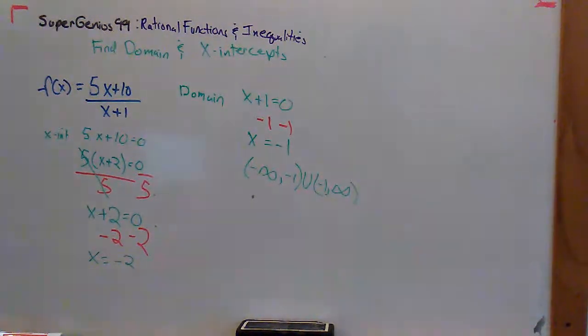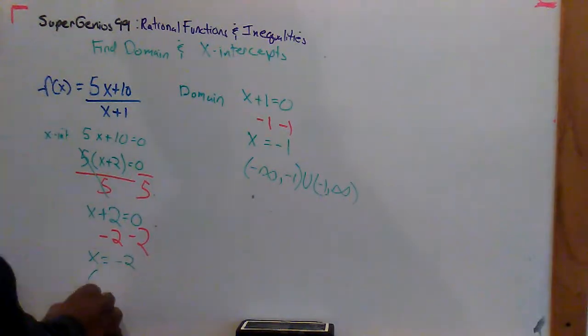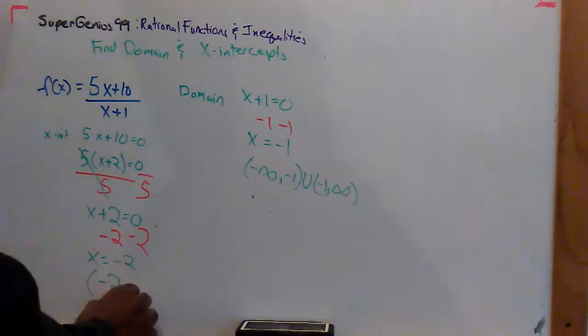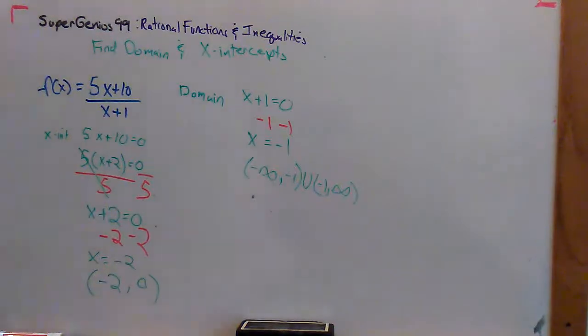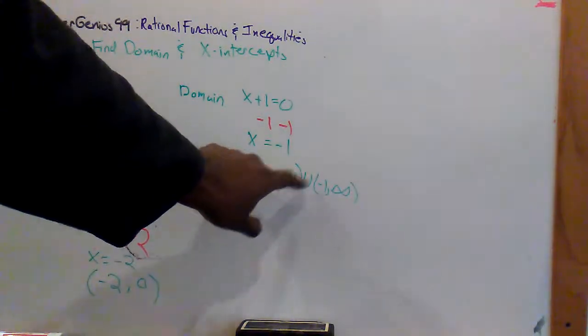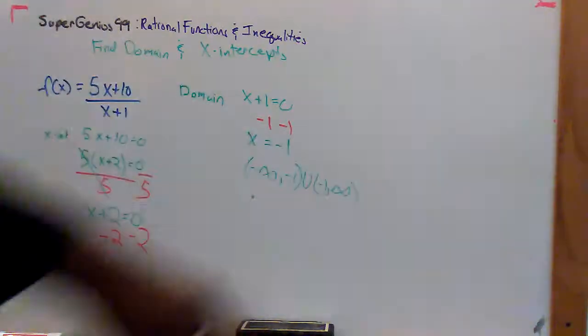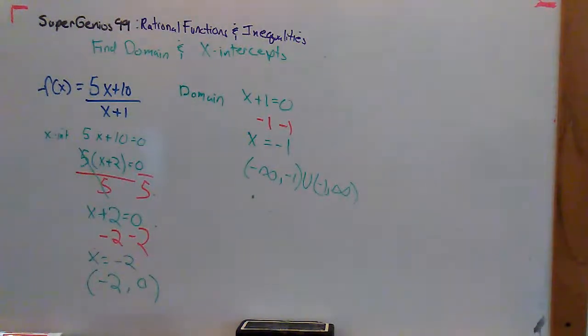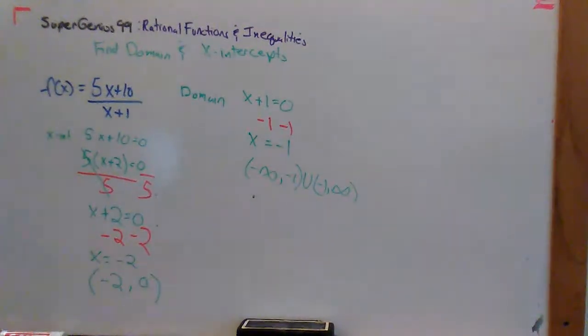And to write that in intercept form, you do what? Write it as the ordered pair. So our x-intercept is negative 2, 0. And our domain is negative infinity to negative 1 union negative 1 to infinity. So basically all numbers except for negative 1. Let's look at another one.